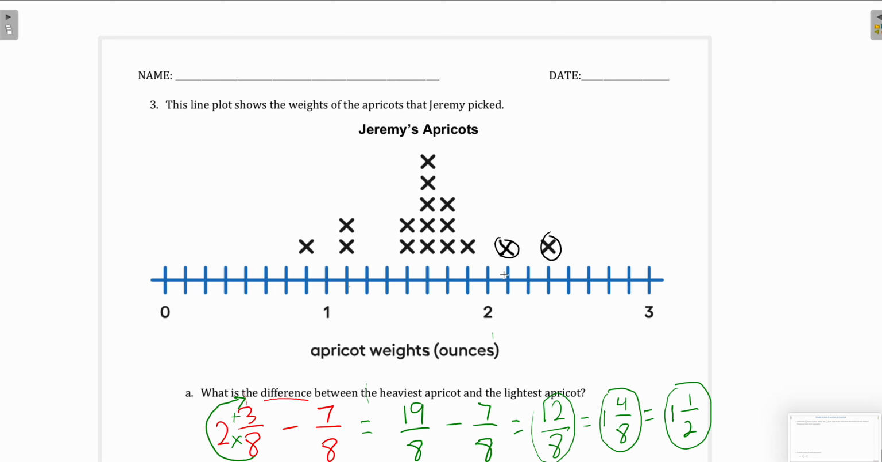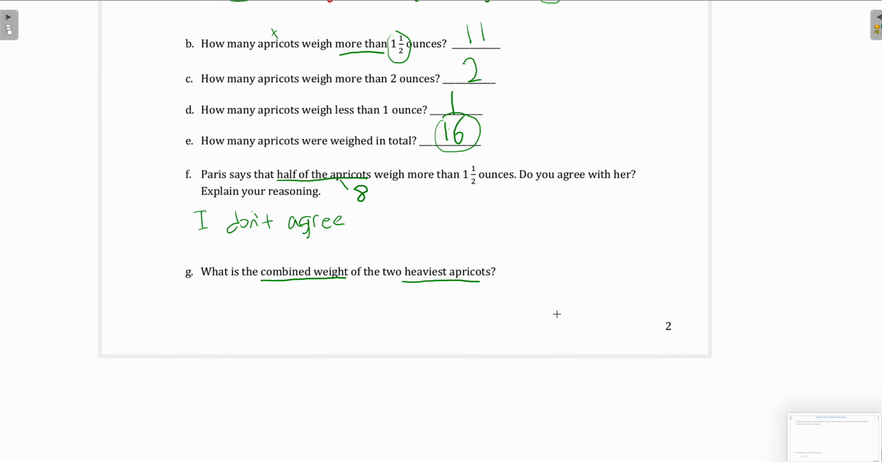So this one weighs 2 1/8. This one weighs 2 and 3/8. So 2 and 1/8, 2 and 2/8, 2 and 3/8. So we're gonna combine 2 and 1/8 plus 2 and 3/8. So let's write it over here. 2 and 1/8 plus 2 and 3/8. Very simple. We already have the same denominators, so we don't need to do anything else. We'll just do the addition.